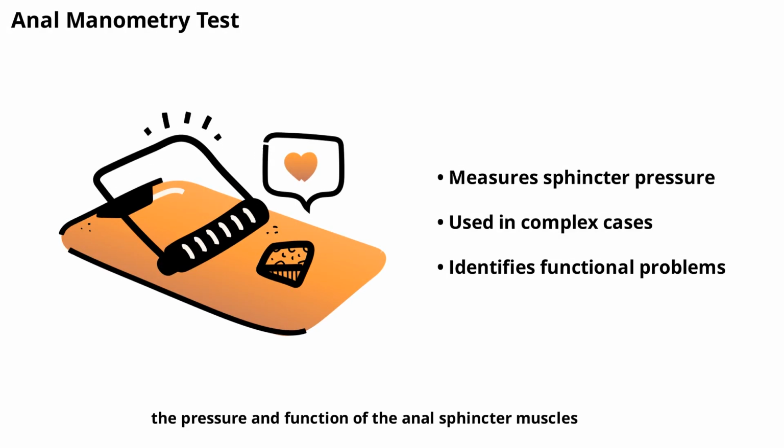It is not routinely used for all patients with anal fissures, but may be indicated in complex or recurrent cases. The test involves inserting a small, flexible tube into the anal canal to record pressure readings. Anal manometry helps to identify underlying functional problems that may be contributing to the fissure.